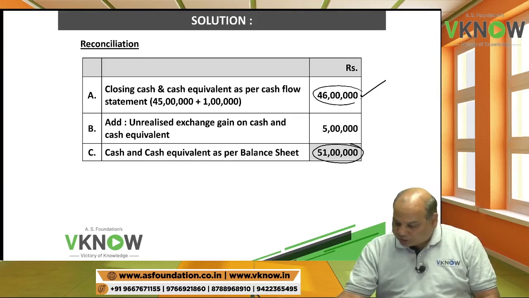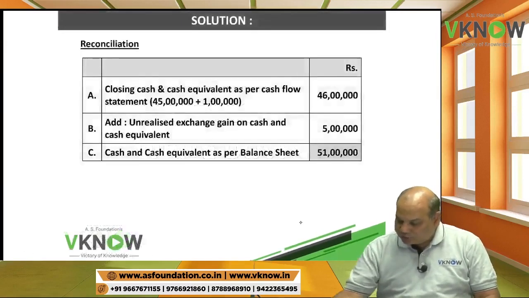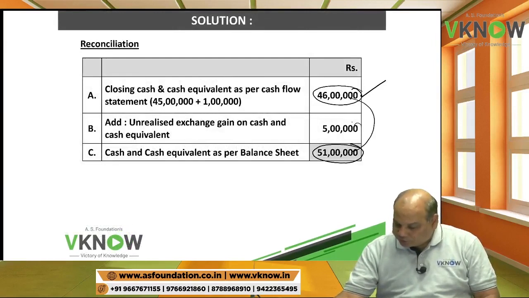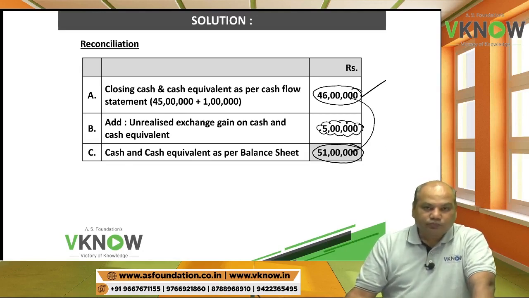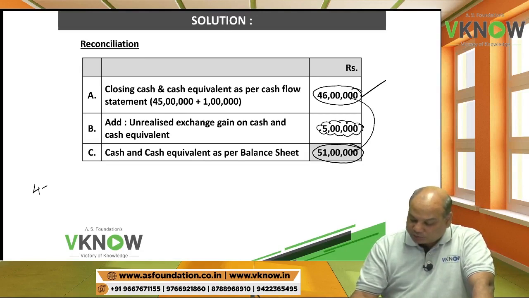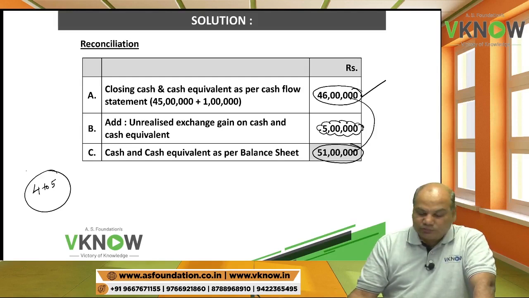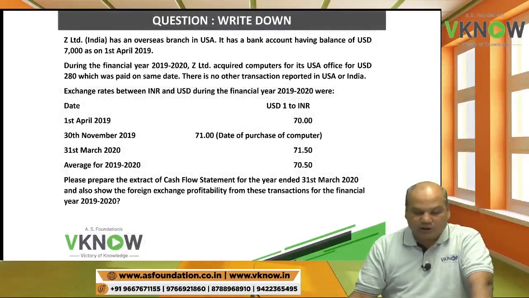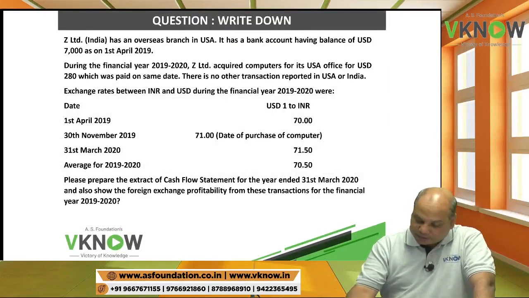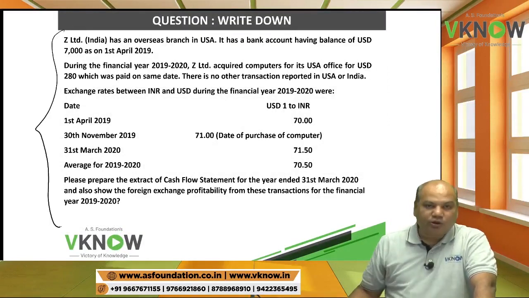So shareholder can look at the reconciliation statement and he can understand the difference is because this is an unrealized item. Okay. So this is the answer of this question. It can be asked for 4 to 5 marks. Right. One more last question on foreign exchange we will practice. And after that, this chapter will be over.